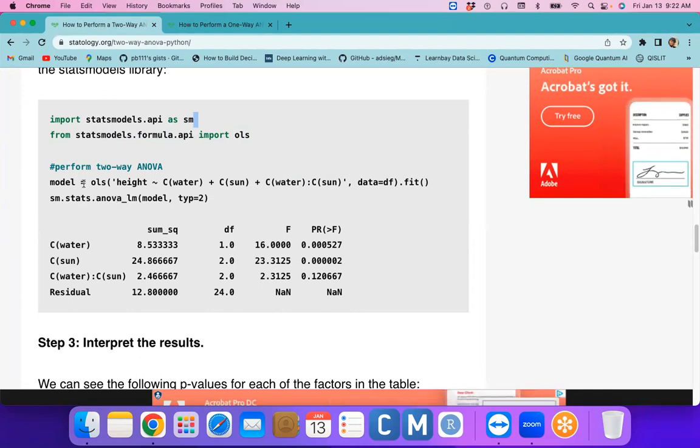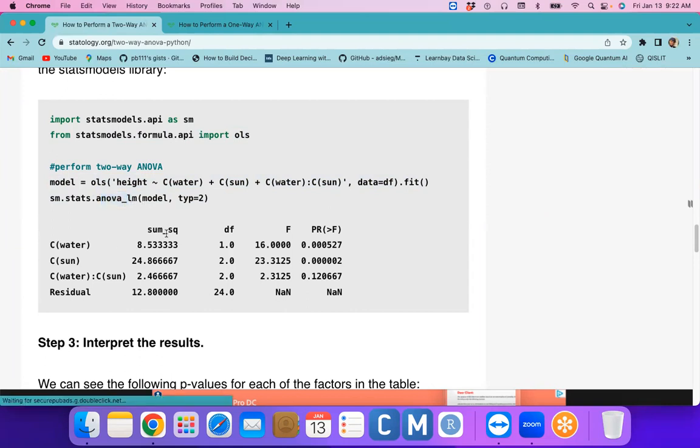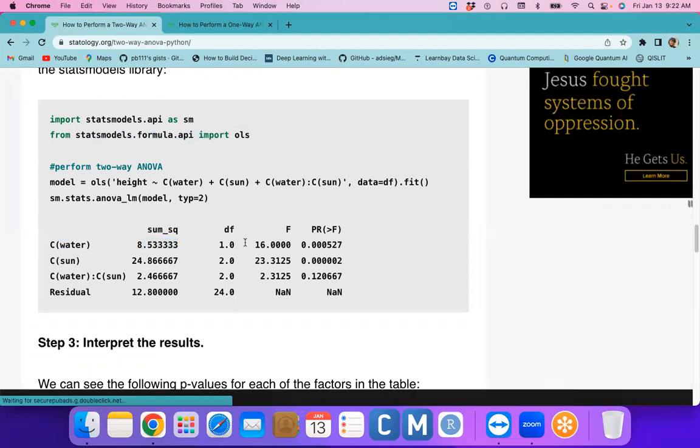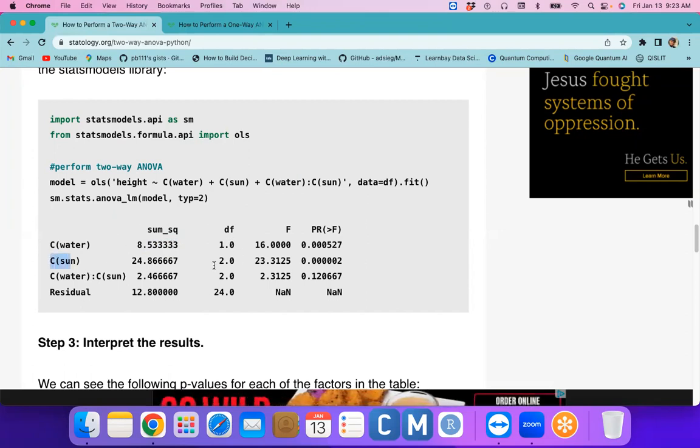After creating the model with the help of the wireless, what we should do is call the ANOVA underscore LM function, which gives the water sum of squares and degrees of freedom. For water we have only daily and weekly, so 2 minus 1, the degree of freedom is 1 only. For sun we have 3 groups, so 3 minus 1 is 2 only.